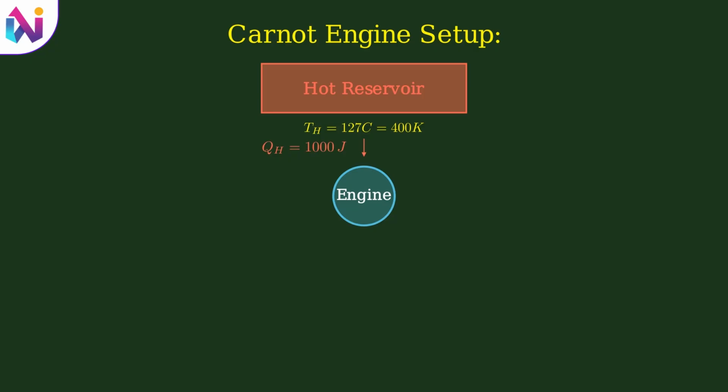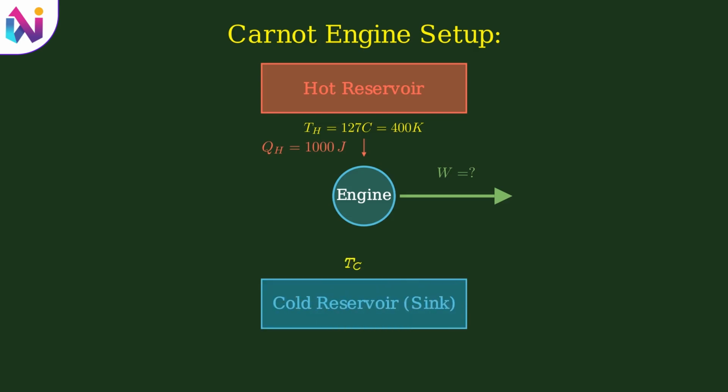In the middle, we have the Carnot engine that does the work. The engine performs work W during each cycle. At the bottom, we have the cold reservoir or sink, with temperature Tc which we need to find. The engine rejects Qc equals 600 joules to the cold reservoir. This is the complete setup.